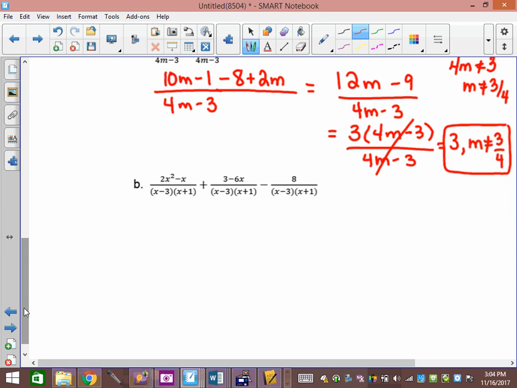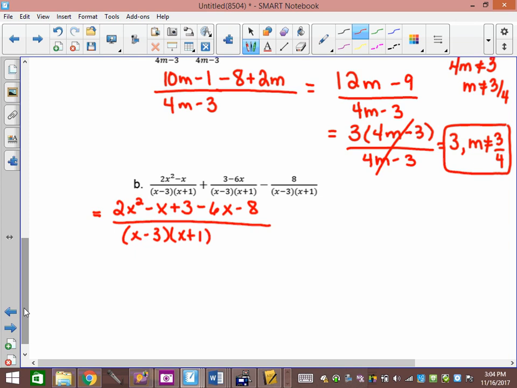This one, you get 2x squared minus x plus 3 minus 6x minus 8 all over x minus 3, x plus 1. So you get 2x squared minus 7x minus 5 over x minus 3, x plus 1. Does that factor? No. If this was a plus 5, then it would factor, but it's not. So x can't equal 3 and negative 1.